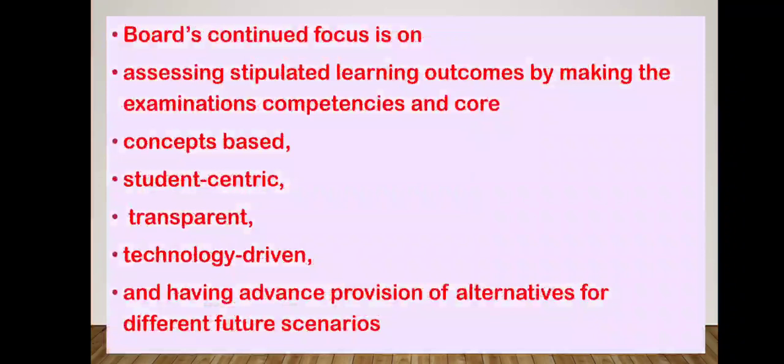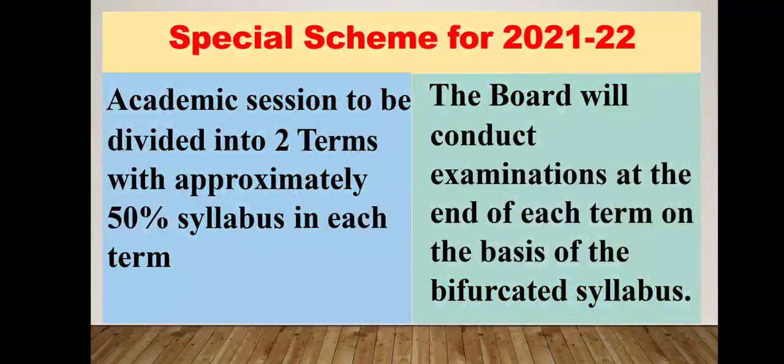Now, the board has always continued to focus on assessing stipulated learning outcomes by making the examination competency based. Means CBSE is always insisting on competency based education, concept based education. The education should be child centric or student centric. Similarly, it should be transparent, technologically driven, and have advanced provisions of alternatives for different future scenarios. Means suppose in the near future, in the next one year, if some situation arises, then how they should conduct the examination. Now, what is the special scheme for 2021?